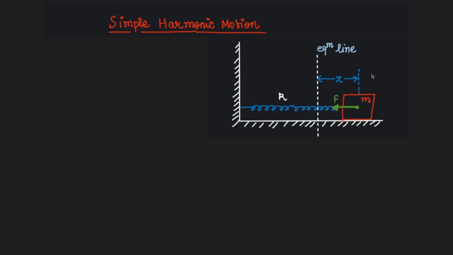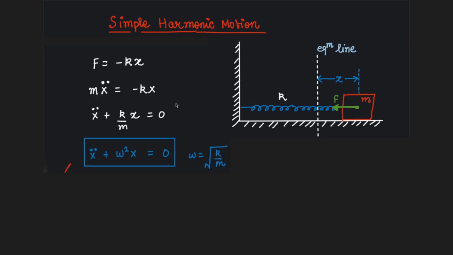So let's say we have this mass m. It has been moved by x displacement. There is a force F. Let's try to write the equation of motion of the system. So the equation of motion is F is equal to minus kx, because F is applied in the opposite direction of displacement x. We can write this as m x double dot equal to minus kx, where x double dot represents the double derivative of displacement x with respect to time.